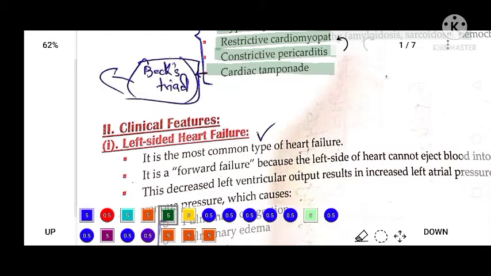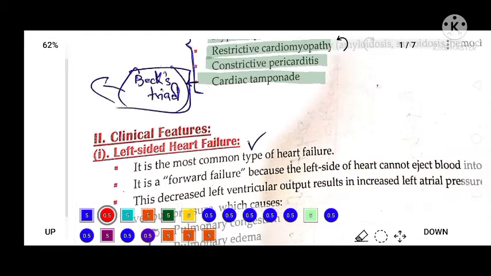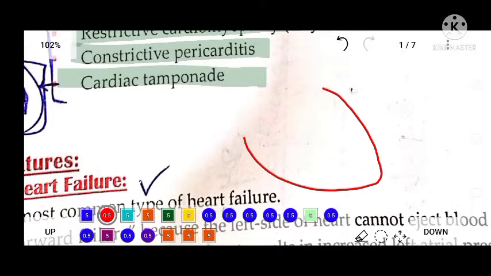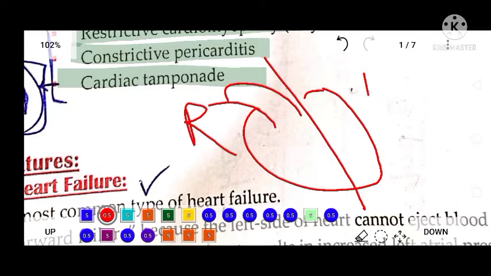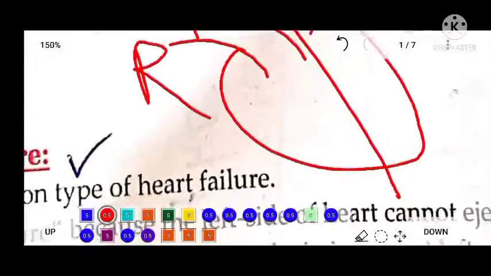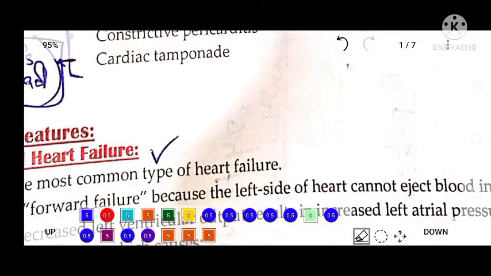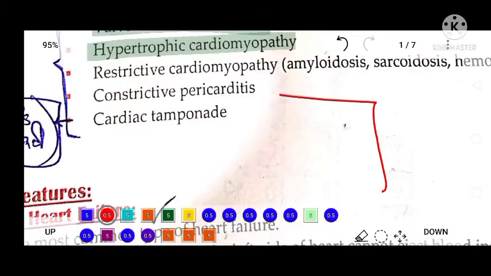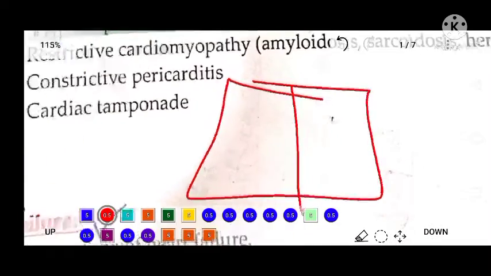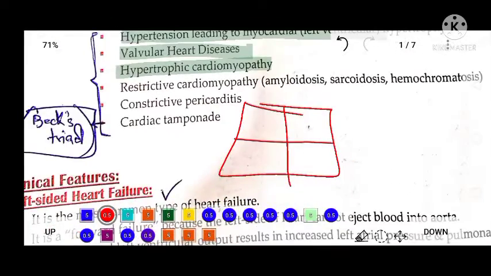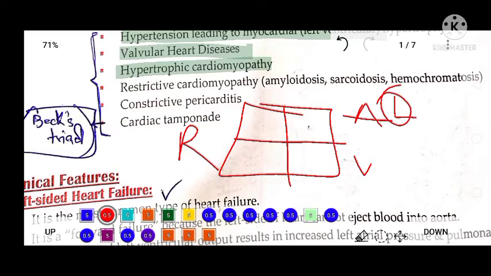Now, clinical features of heart failure. There are two types of heart failure. One is left-sided heart failure, and another is right-sided heart failure. In the normal anatomy of the heart, we have seen that the heart is divided into four chambers: the upper are atria and the lower are ventricles, with the right-sided heart and then the left-sided heart.